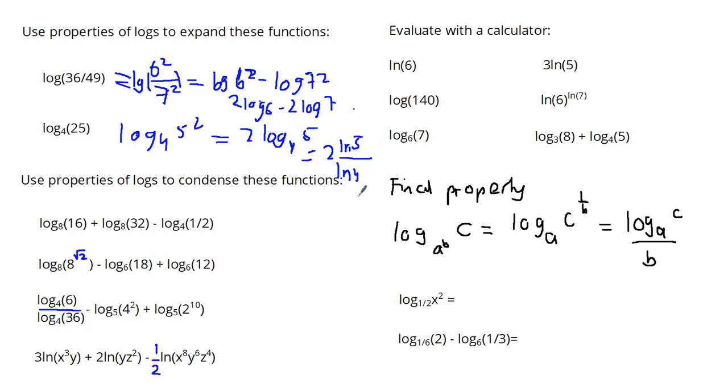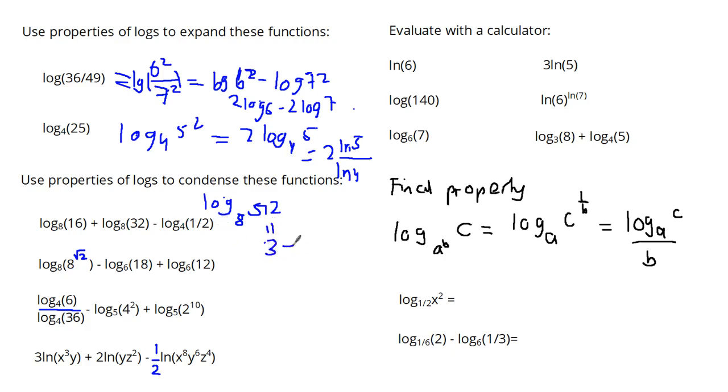Now use properties of logs to condense these functions. We have log base 8 of 16 plus log base 8 of 32 minus log base 4 of 1/2. Log base 8 of 16, we don't know that yet. What's log base 8 of 32? We don't know that either. So we can multiply them. 16 times 32, that's 512. Log base 8 of 512. Hey, we do know what log base 8 of 512 is. It's a really simple, nice number. It's just 3. Log base 4 of 1/2.